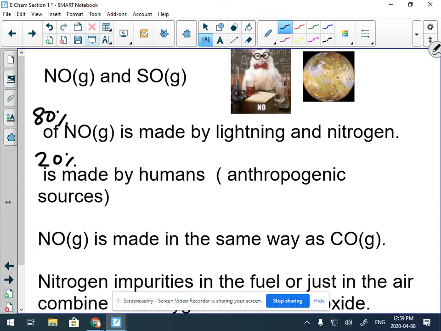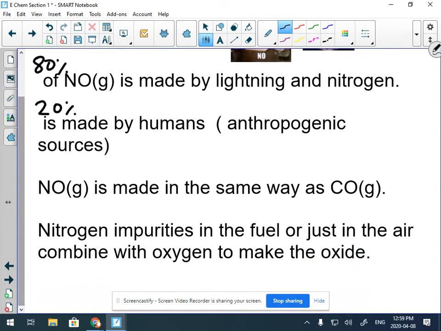Okay. And it's made, if you want to think of it as simply as carbon monoxide, nitrogen can combine with oxygen to make nitrogen oxides. Okay. Now, of course, this isn't quite balanced. You could just double this and now it's balanced. Okay.